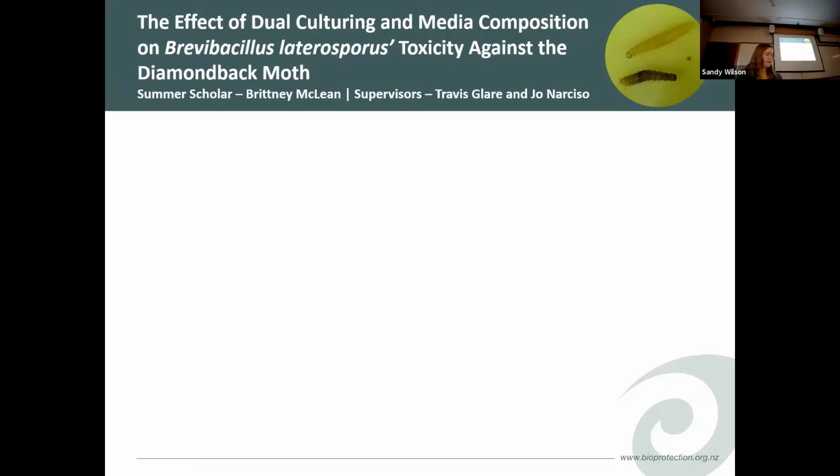We've explored the effect of culturing two strains, 1821 and 1951, together, as well as evaluating the effect of culturing both strains in media with different sugars and nitrogen sources. So the aim of this project was to explore how to optimize toxin expression under different conditions using bioassays with diamondback moth larvae. We applied treatments to the larvae using a drenching method, and as you can see up here, this is a healthy larva compared to one that has been killed by the toxin.